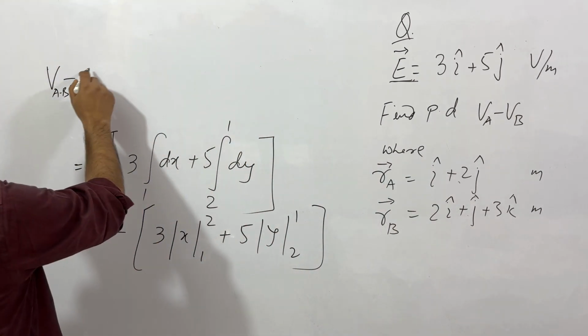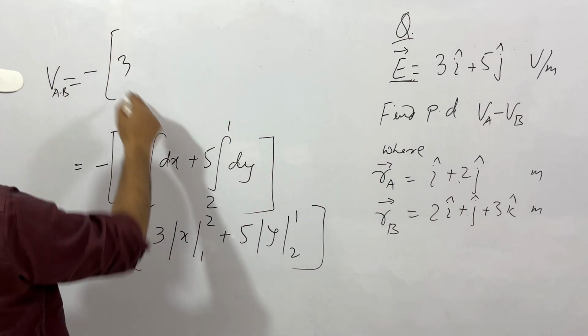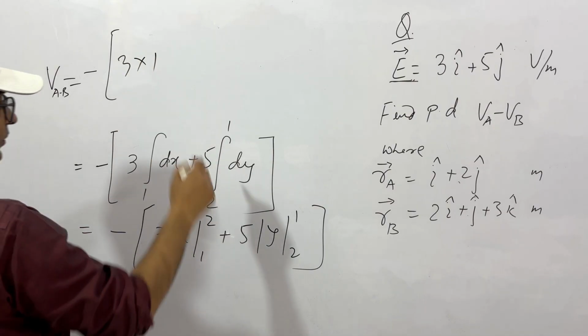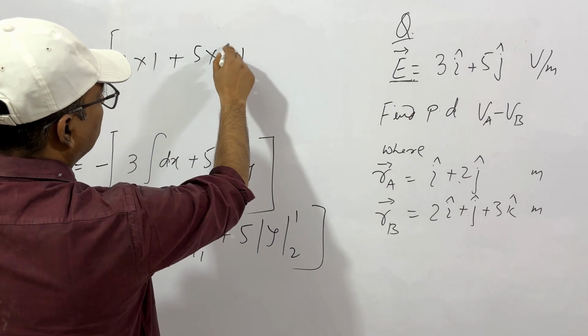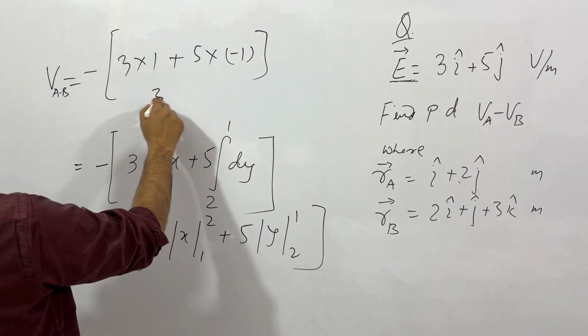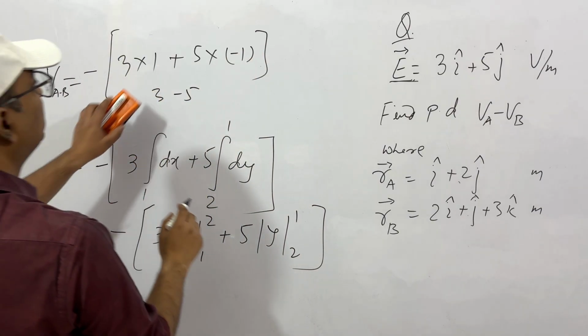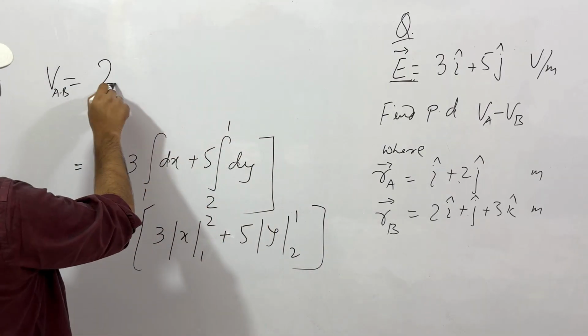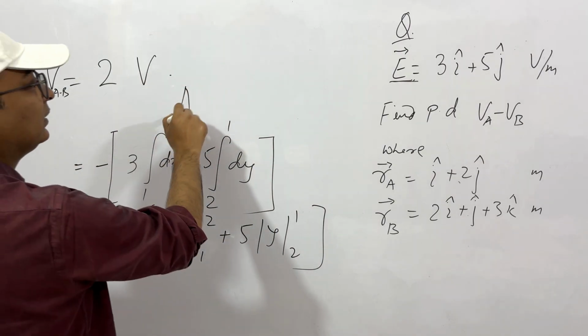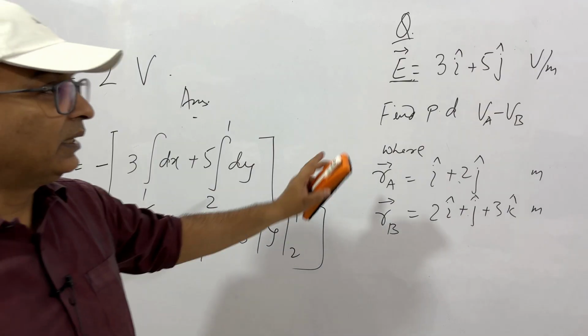So what do we get? We get minus 3 into 2 minus 1, that is 1, plus 5 into 1 minus 2, that is minus 1. So what is it? It is 3 minus 5, that is minus 2. So minus 2 minus, it will be 2. So it is 2 volts. Okay. So this is the way we find electric field intensity.